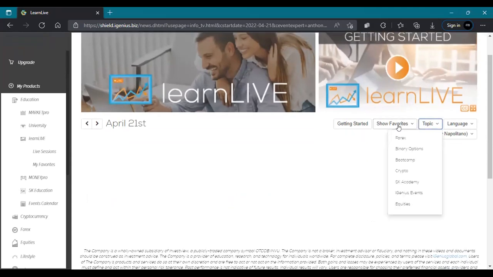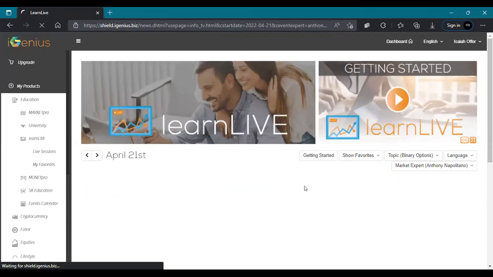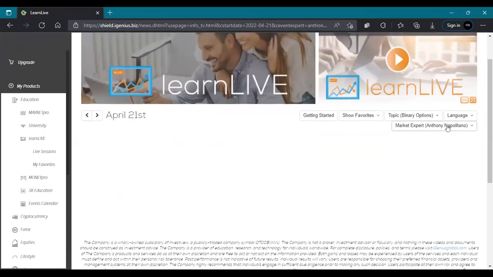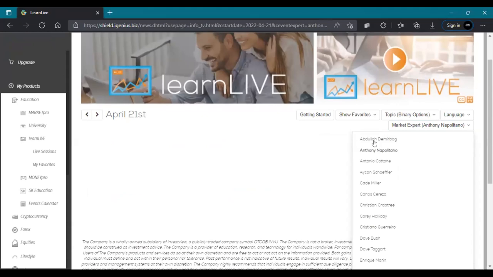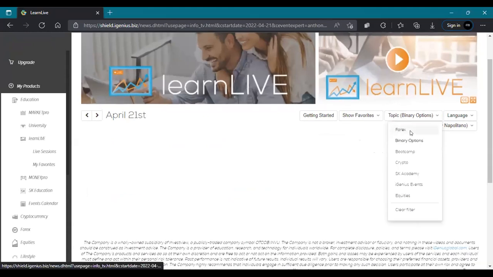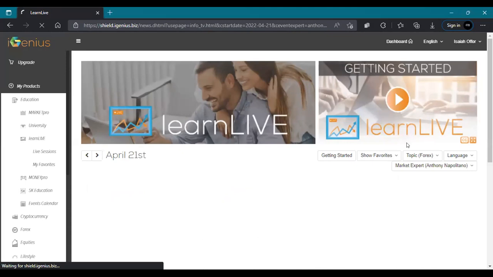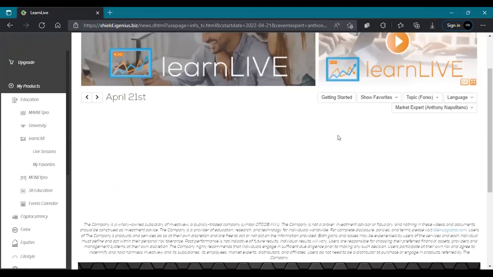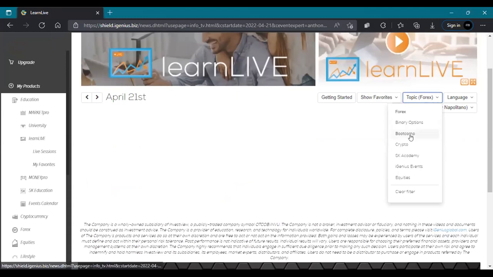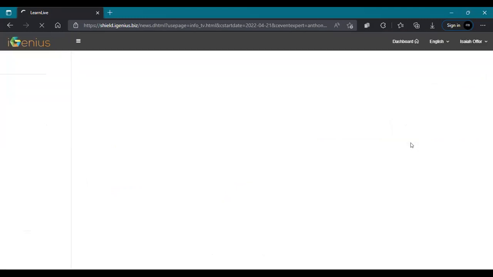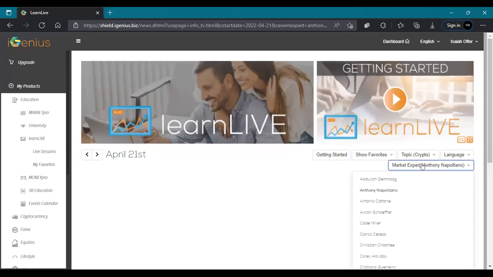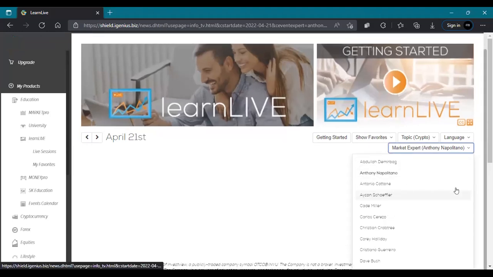You can also search for classes by coming to topics. If I wanted to attend a binary options class, I click topic, come to binary options. If you don't see any binary options there, that means there's no binary options class for today. If you want to learn Forex, click on Forex, and if anything pops up, you know there's a Forex class. It is very, very simple to navigate Learn Live.